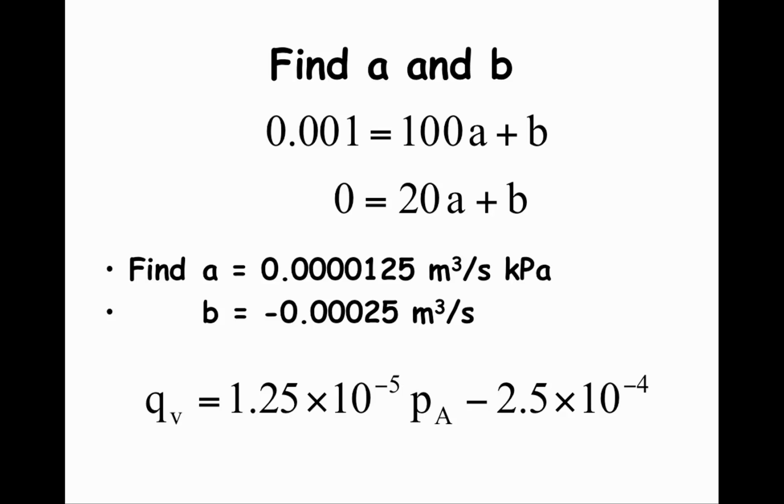With the two data points, we write two equations. Now we have two equations with two unknowns, A and B. Solving for A and B, we find that A equals 1.25 times 10 to the minus 5 cubic meters per second kilopascal, and B equals minus 2.5 times 10 to the minus 4 cubic meters per second. So very small numbers. Based on the previous example, you can see that the gain of this valve is 1.25 times 10 to the minus 5.